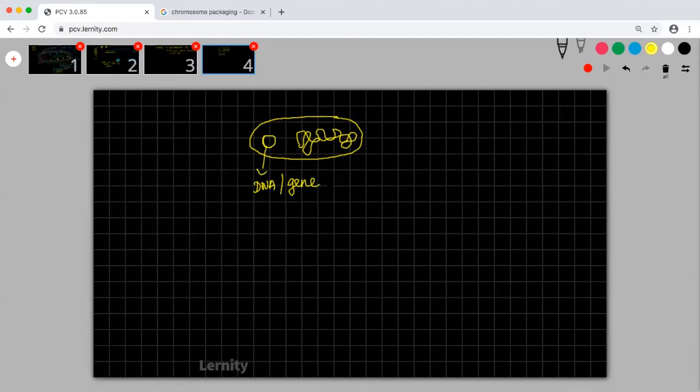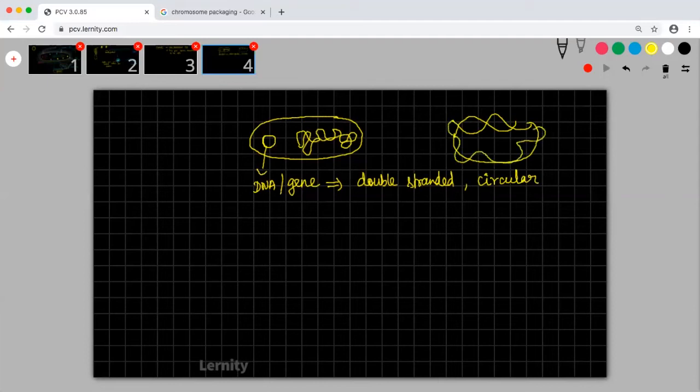It will be double stranded, which means like a normal DNA, it will have 2 strands, and it will be circular, which means this part will be connected with this part. So it will be kind of a closed loop. Okay, so DNA will be present as a circular thing. Let us say that this particular plasmid is carrying a resistance gene for penicillin.